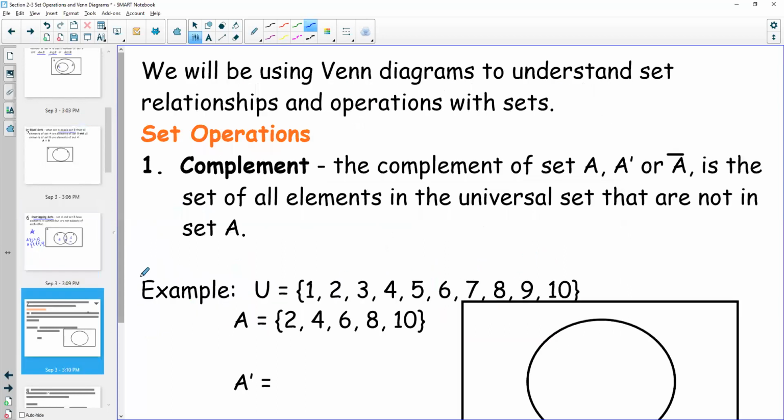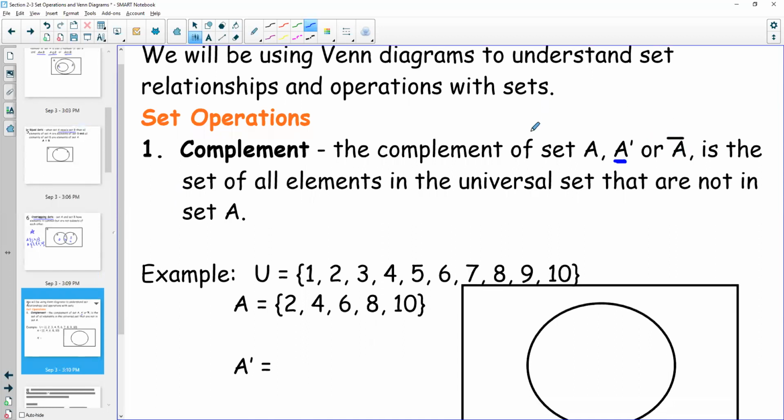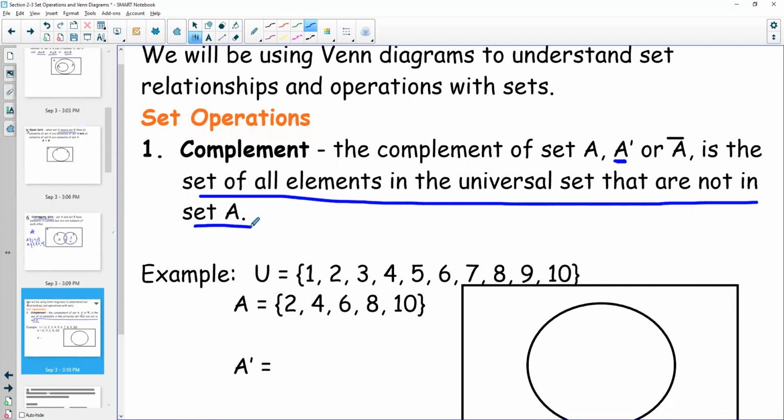We use Venn diagrams to talk about relationships and operations with sets. The first operation we can talk about is called the complement. This is how you read this, A complement. You either see it like this with the little apostrophe or the bar over it. The complement of a set, of set A, is all of the elements in the universal set that are not in that set. It's like the opposite side of the coin, okay?